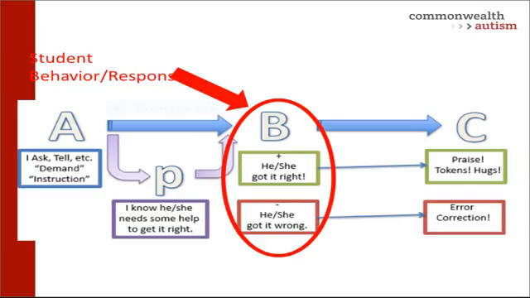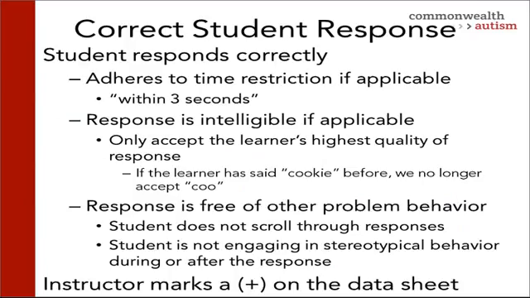The next piece is the student behavior piece, the B. Either a student behaves correctly or a student behaves incorrectly, according to the program that we're trying to teach. For a correct student response, it means that the student responded correctly. They may have to adhere to time restrictions if that's applicable. So a correct student response might mean that the student responded correctly within 3 seconds. It's possible that we implement some restrictions around how the student is able to say something. So maybe a student needs to respond intelligibly if it's applicable to them.